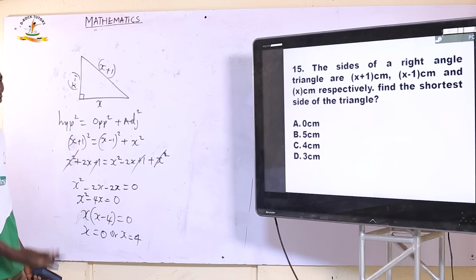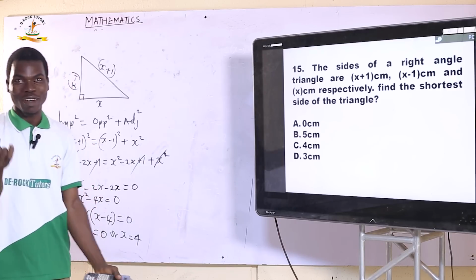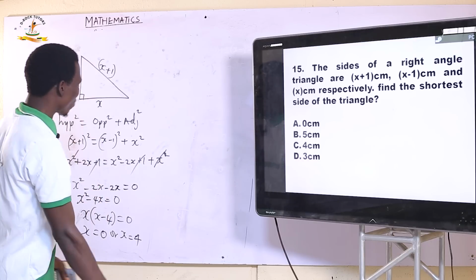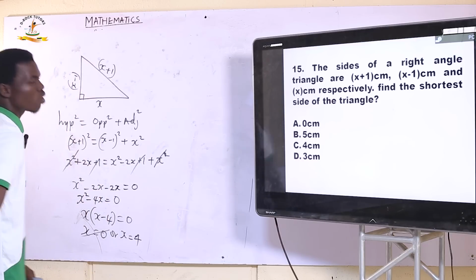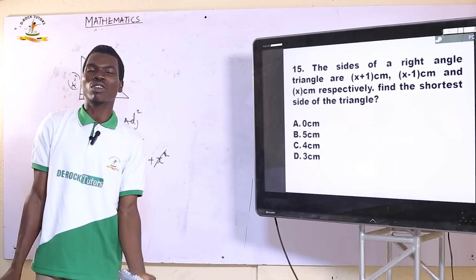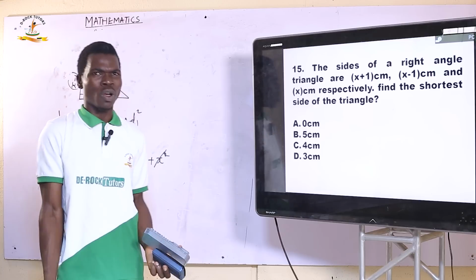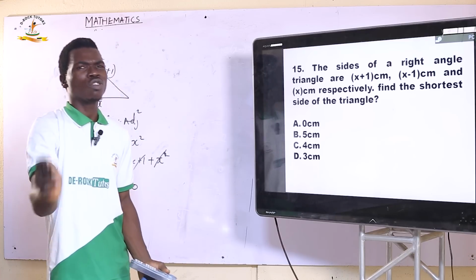But you know, it's a triangle, and you don't expect any of the sides to be 0. If it becomes 0, it's no more a triangle. So we strike this off as a possible value. So the only value our x can assume is x equals to 4. And we have to go back to the question to choose our answer.